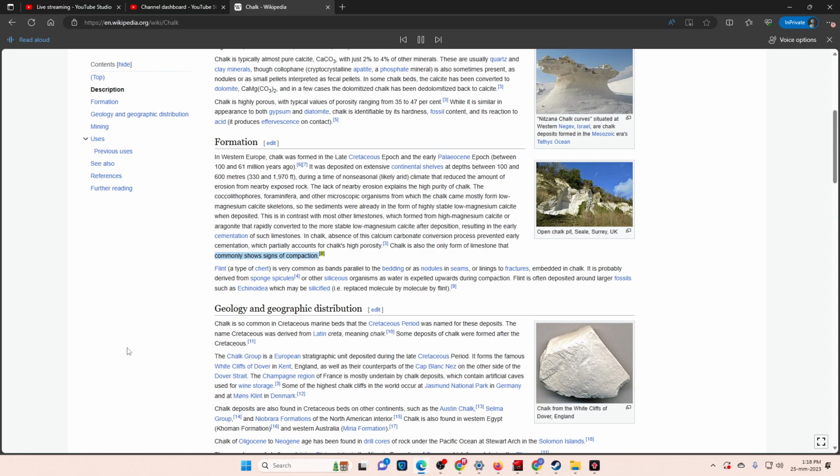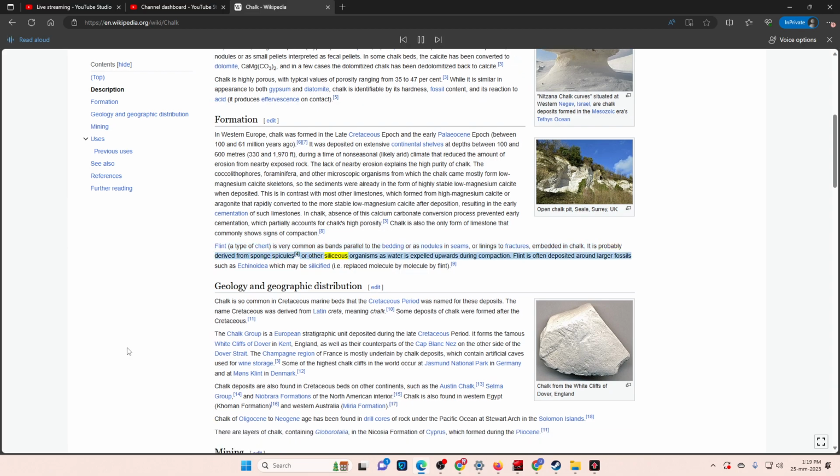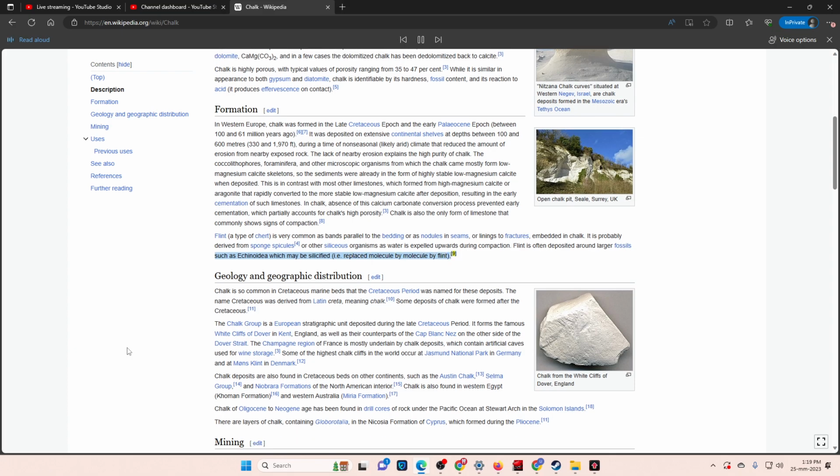Flint, a type of chert, is very common as bands parallel to the bedding or as nodules in seams, or linings to fractures, embedded in chalk. It is probably derived from sponge spicules, or other siliceous organisms as water is expelled upwards during compaction. Flint is often deposited around larger fossils such as echinoidea, which may be silicified, i.e. replaced molecule by molecule by flint.